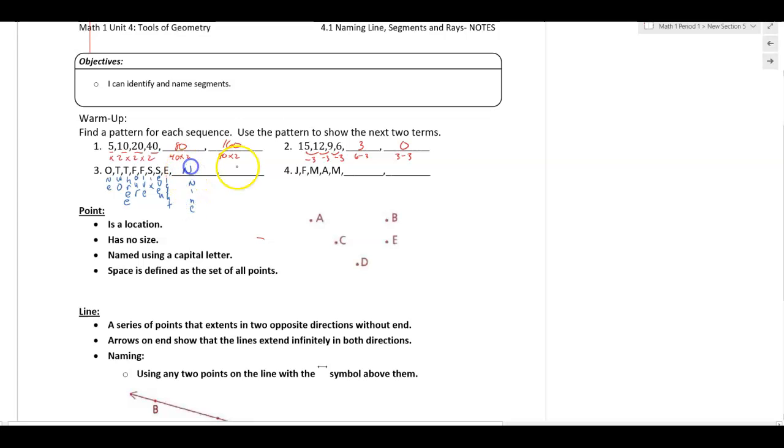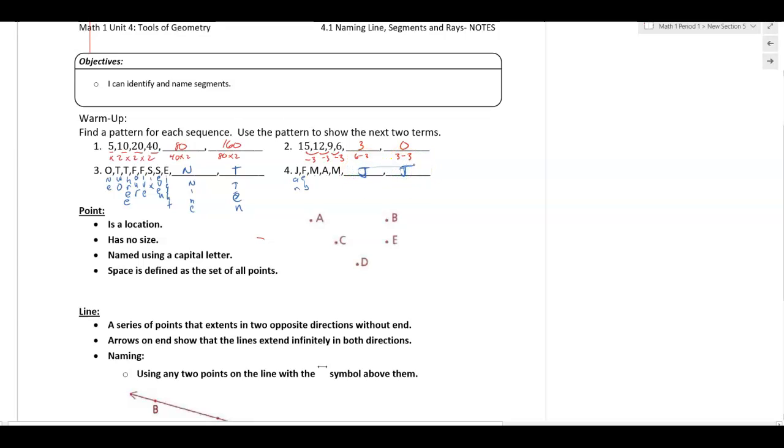So this would be N, and then 10. So T. All right. Number 4. After that one, it probably makes it easier. You'll see that this is January, this is February, March, April, May. So it would be J and then J.